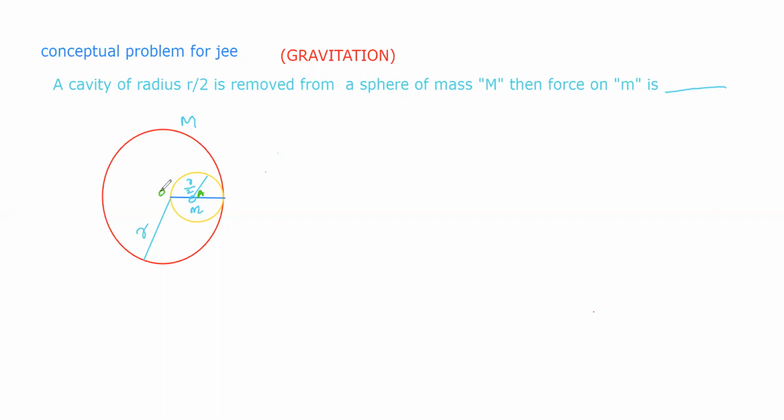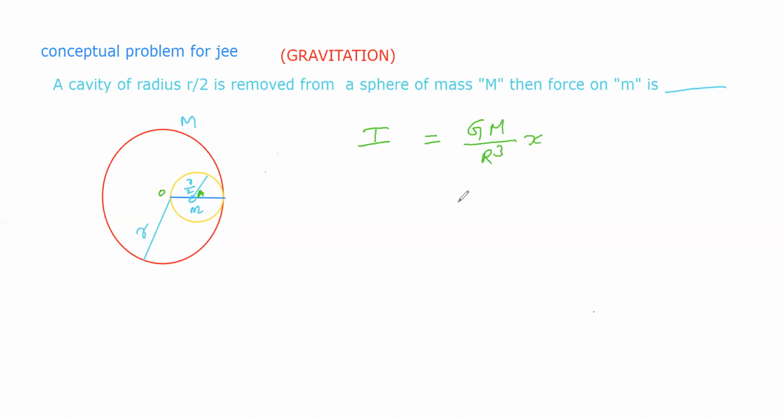Now what is the formula to find the gravitational field at the center of the cavity? At the center of the cavity, the field intensity, this gravitational field intensity at a point inside the sphere, is GM divided by R cube into x. This is the formula.